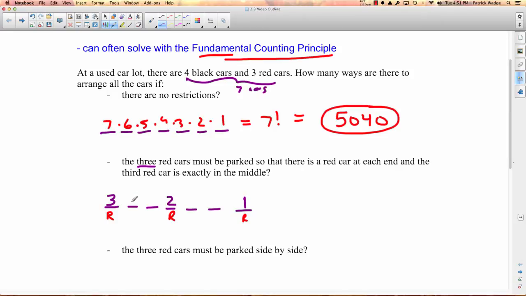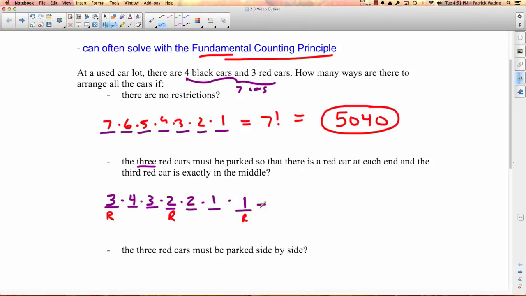We're putting black cars there. Yeah, black cars there. How many black cars are there? 4. So you have 4 black cars to choose from here, 3 black cars to choose from here, 2 black cars to choose from there, and 1 black car there. And again, fundamental counting principle, we'll multiply all those things together, and that'll give us our answer.